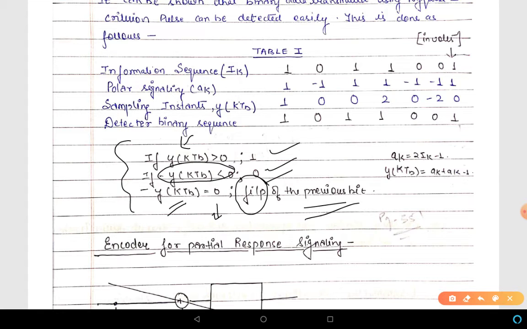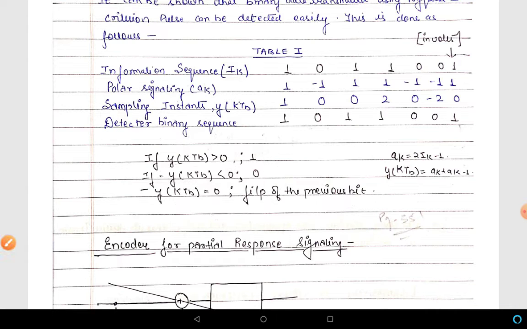The spelling is not correct. This is flip or revert. So in other words, if my sample value is 0, then according to the decision rule, I have to see the previous bit, and my current bit would be just the reverse of the previous bit. So let us apply this decision rule to these sample values.